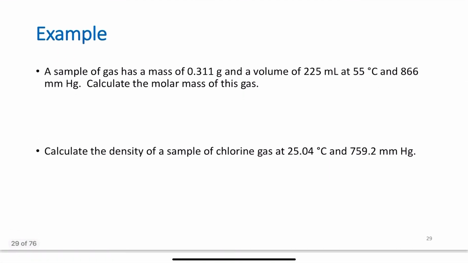So let's work a couple examples. A sample of gas has a mass of 3.11 grams and a volume of 2.25 mL at 55 degrees C and 866 millimeters of mercury. Calculate the molar mass of this gas. So note your volume does need to be in liters, 0.225 liters. Your temperature does need to be in Kelvin, so 328 K, and your pressure does need to be in atmospheres. So 866 millimeters of mercury, convert that to atmospheres. I know 1 atmosphere contains 760 millimeters of mercury, so 1.14 atmospheres.